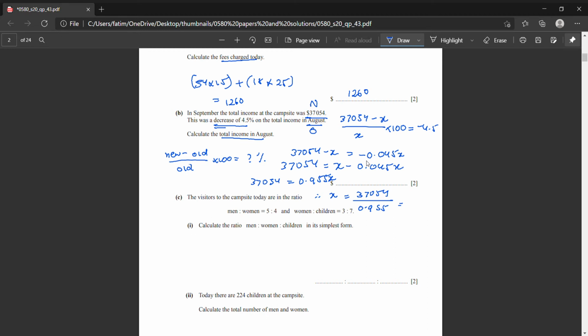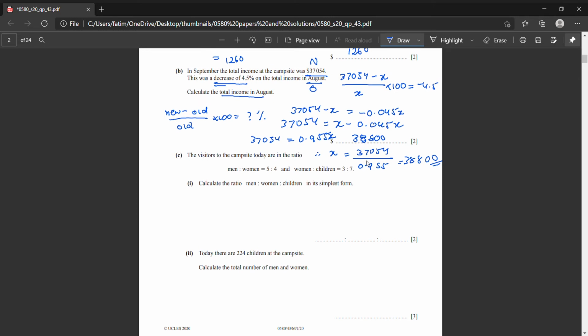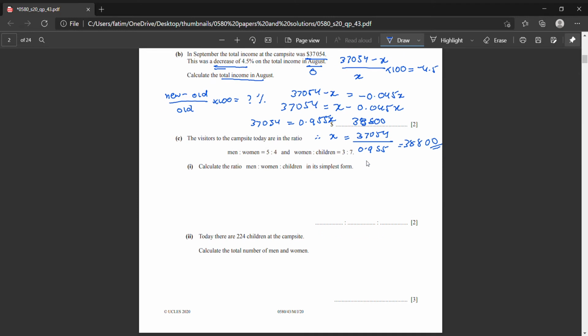Let me just type that on the calculator. You get 38800. So just write that. Sorry, 38800. Yeah, okay. So next part, the visitors to the campsite today are in the ratio, all of that.